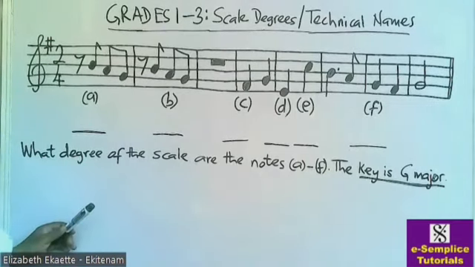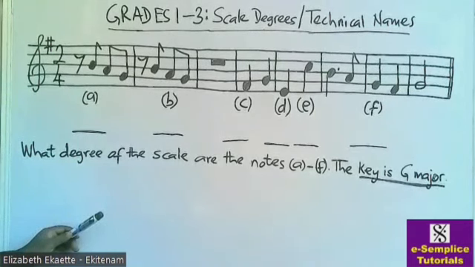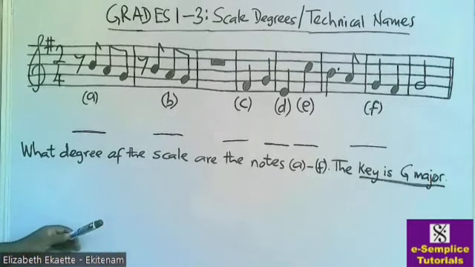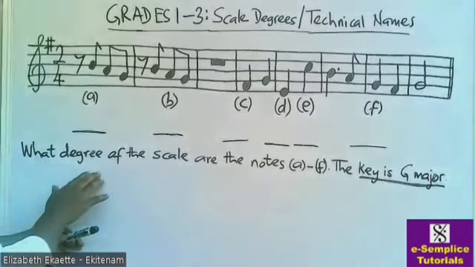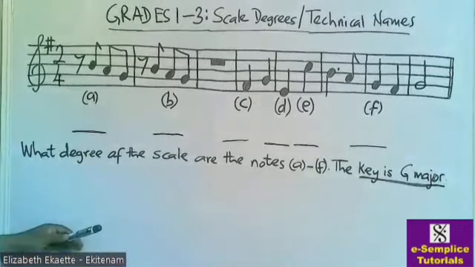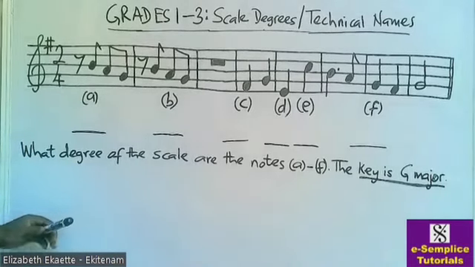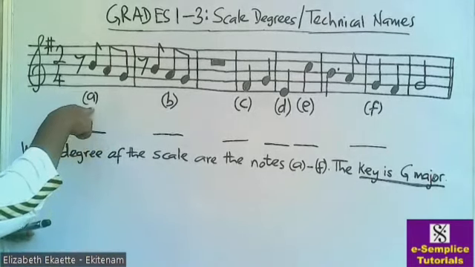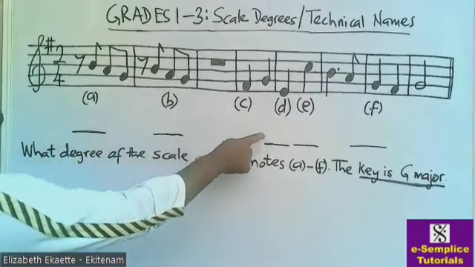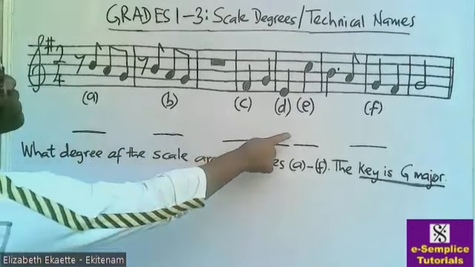This is a grades 1 to 3 question: scale degrees and their technical names. For grades 1 and 2, the question can come this simple, but for grade 3, we'll need to take it a step higher. What degree of the scale are the notes labeled A to F? The key is G major. You are expected to give the degree of each of these notes, and you write the answers on the blank lines provided.